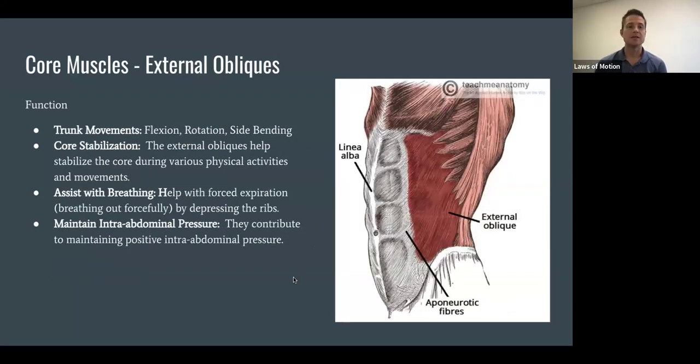The external obliques, again, help with some flexion, rotation, and side bend. Instead of the internal obliques that are oriented in this fashion, the external obliques are more oriented in this direction. So you think about the sling that comes around to the shoulder, engages with the external obliques as it comes down through here, and then blends with the opposite side internal obliques. So again, helping with breathing, helping maintain that key intra-abdominal pressure that we're going to talk about in a few more slides.